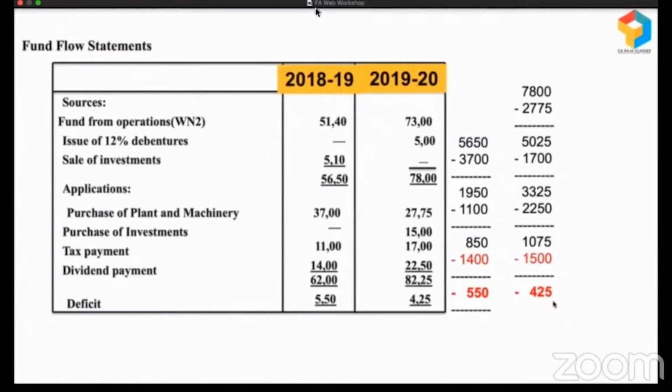So this all shows the intentions, the integrity of people behind the show as well, not just numbers. It also goes deeper into qualitative aspects. So that's the power of fund flow statement. So develop your skill in reading fund flow statement. Such a powerful statement.